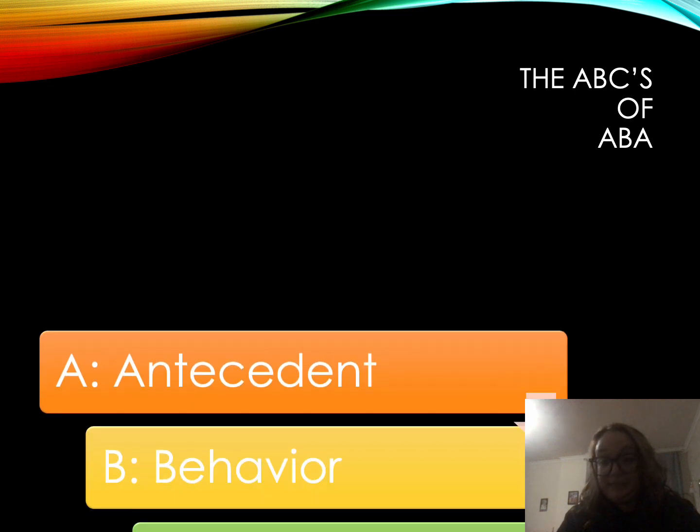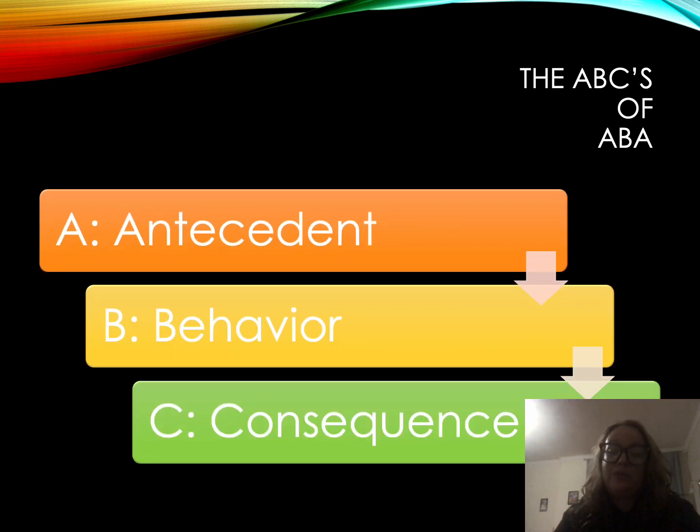So when we do ABA, there's something called ABC. It's quite simple. This is how we track behavior, which again, behavior is key in terms of ABA. We want to increase the good behaviors and decrease those socially stigmatizing behaviors. So ABC, when it comes to applied behavior analysis, is antecedent, behavior, and consequence.